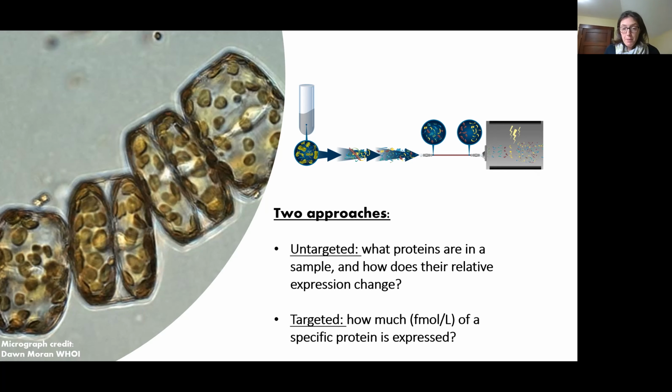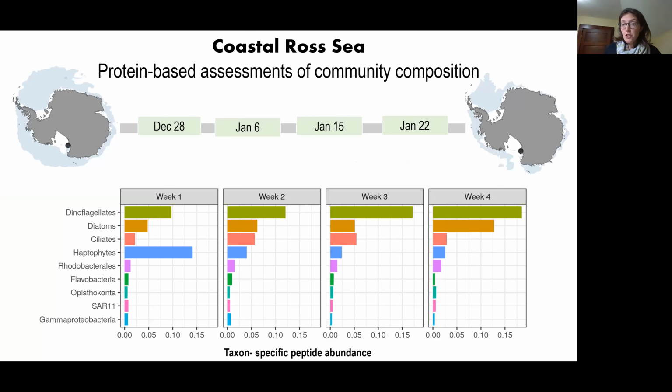So my group uses these approaches simultaneously and usually together. They help inform each other. And what I'll do now is show you what kinds of insights we can get from this time series here. As we know, we're transitioning from a micronutrient replete to a micronutrient stressed condition over time. First, we'll take a look at the community composition that we're able to reveal using mass spectrometry-based proteomics.